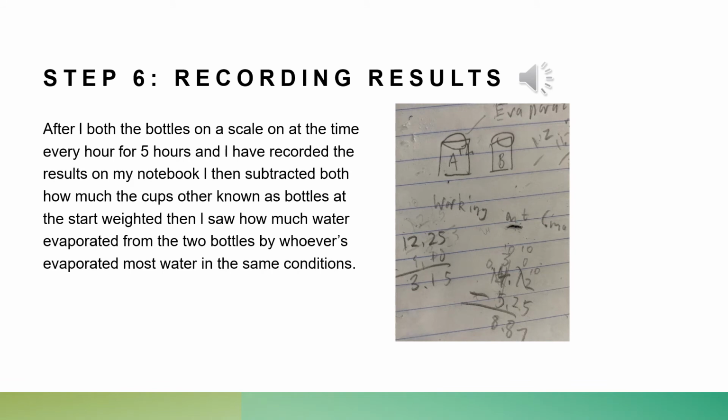Step 6. Recording results. After I put both the bottles on a scale at the time, every hour for 5 hours, I had to record the results in my notebook. I then subtracted the weight of the cups, otherwise known as bottles, at the start from the weights measured, so I could see how much water evaporated from the 2 bottles, to find out which evaporated the most water in the same conditions.